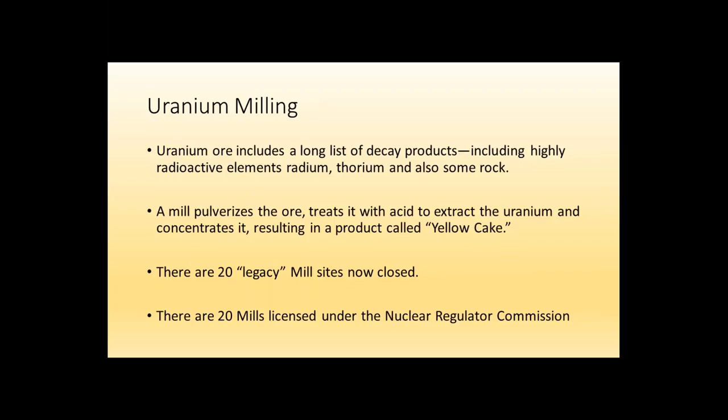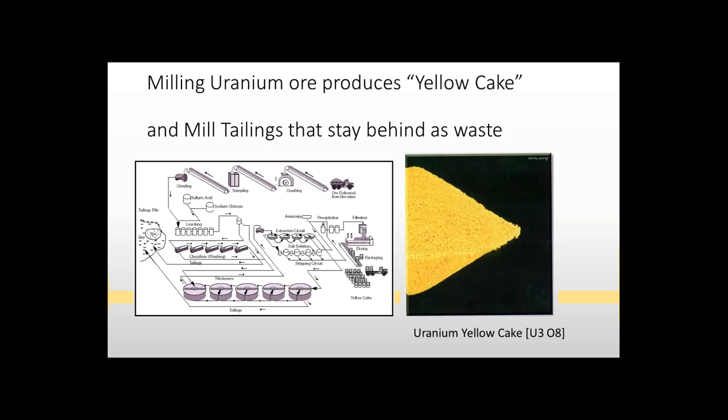At the mills, they pulverize the ore, treat it with acid to extract uranium and concentrate it, resulting in yellow cake. There are 20 legacy mill sites now closed. There were 20 licensed mills under the Nuclear Regulatory Commission. Milling uranium ore produces yellow cake, and the mill tailings stay behind as waste.